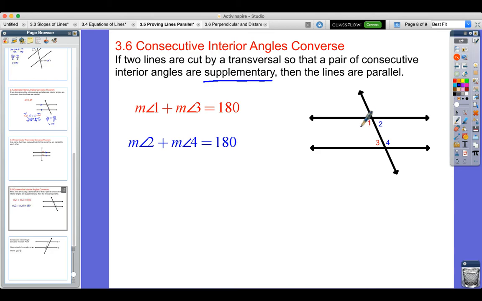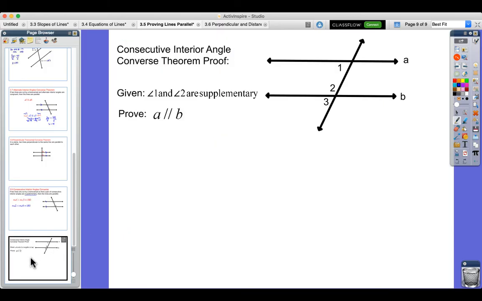Okay, so that's what I prove. If angle 1 and angle 3 add up to be 180, then these lines are parallel right here. So we're gonna write a little theorem about that, or we're gonna write a two-column proof. So we're gonna say 1 and 2 are supplementary. We're gonna prove the lines are parallel without any actual numbers.